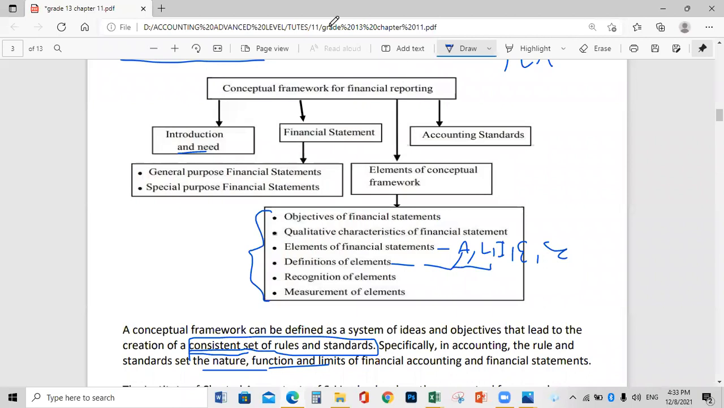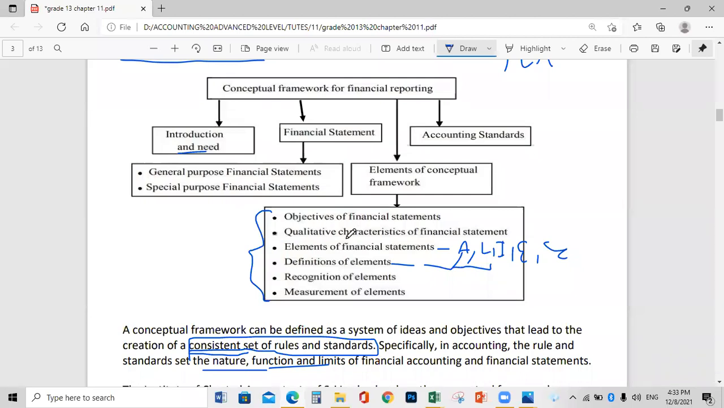Specific purpose means someone is specifically requiring particular information. You only prepare it for that specific party. For example, you need a bank loan. You go to the bank and say, bank, can you give me a loan? Will the bank just give you a loan? No, the bank is not just going to give you a loan. Guys, you have to show something as proof.